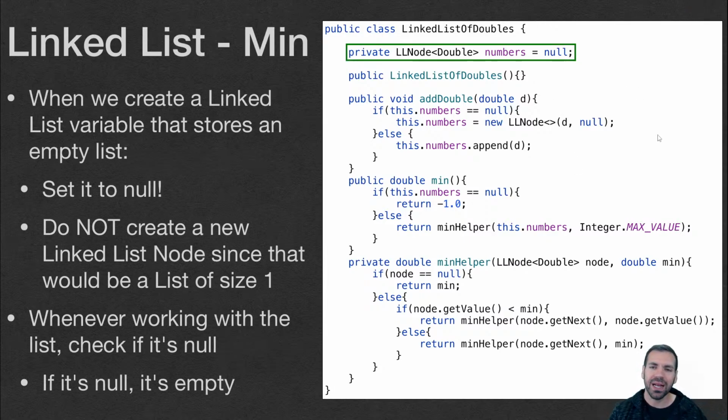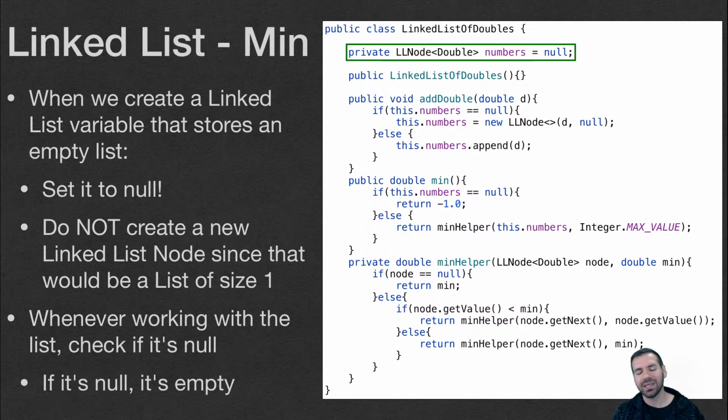And when we're creating a list like this, so in the linked list node class, we had no way of representing an empty linked list. But now that we're outside the linked list node class and we have a variable, this numbers variable stores the head of a linked list. If there is no head of the linked list, if the list is empty, we're going to set numbers equal to null. So if our variable itself is equal to null, that's how we're representing an empty linked list.